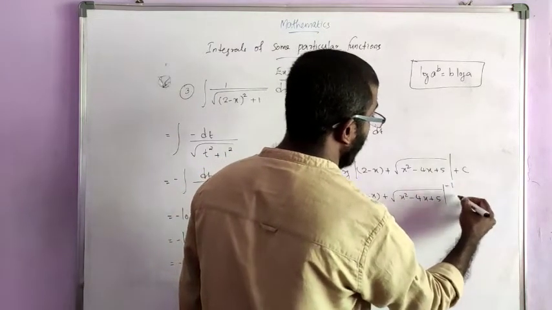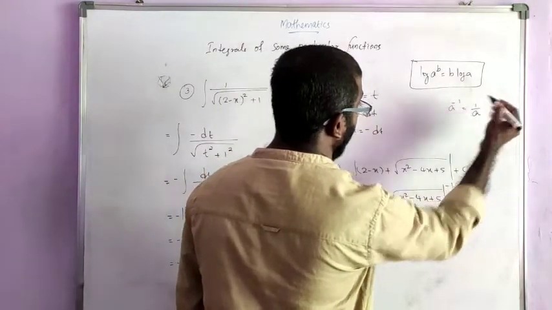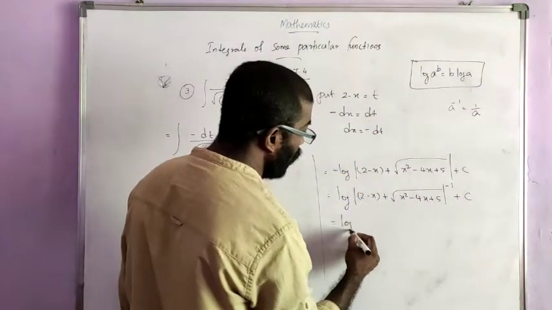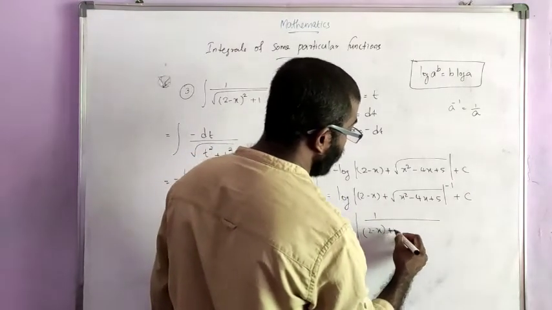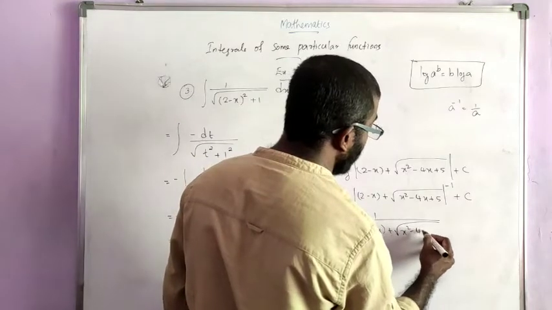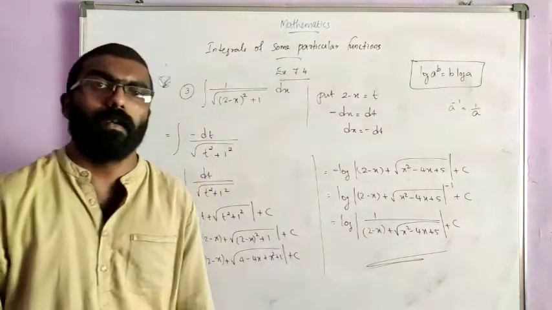Okay, so here we can write log modulus of (2 minus x plus root of x square minus 4x plus 5) the whole raised to minus 1 plus c, and we know a raised to minus 1 is equal to 1 by a. So here we can write log mod 1 by (2 minus x plus root of x square minus 4x plus 5) plus integrating constant c. Okay.